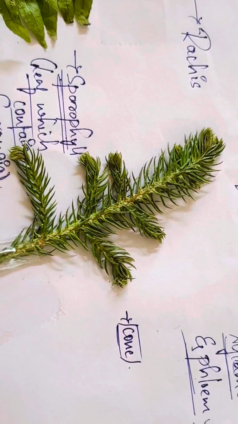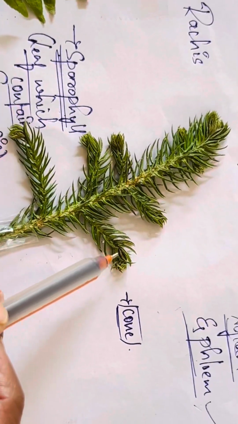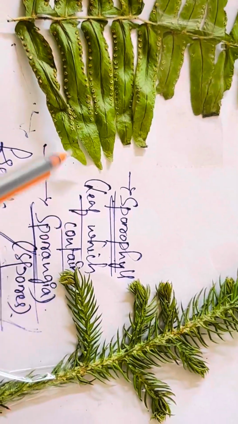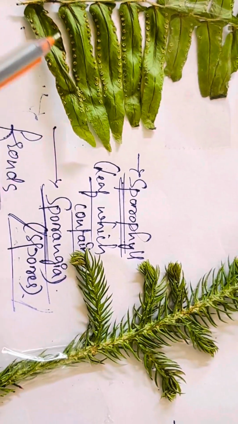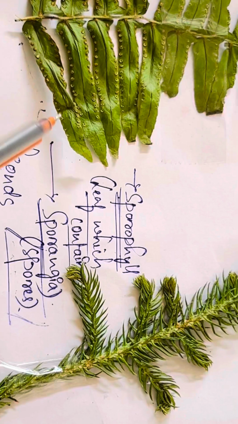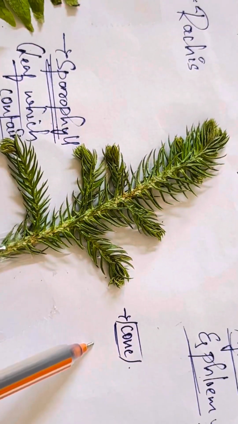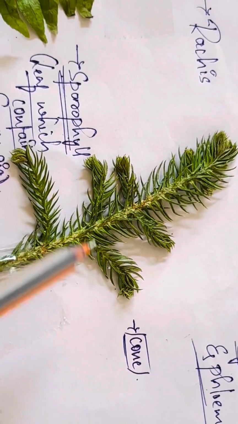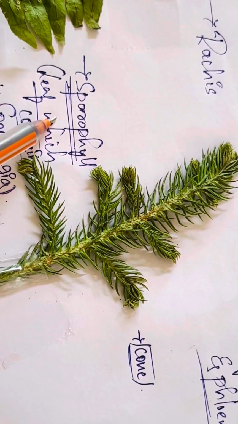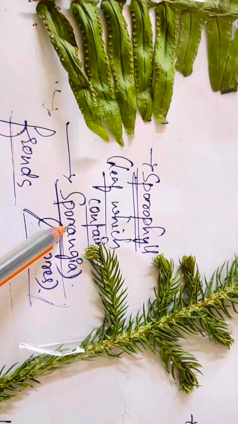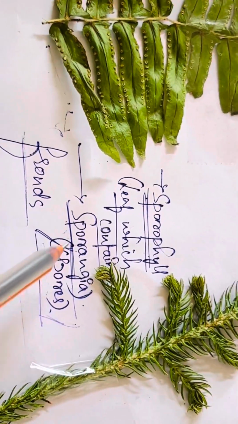See this one, the leaf is needle-like, right? Here are the sporophylls. Sporophyll means, as I have told, the leaf. On a leaf the sporophytic generation is dominant. The sporangia sacs are dominant. Now I am using the word cone. What is a cone? What is a sporophyll? The leaf which contains a sporangia sac. Sporangia are sac-like structures where the spores are developed.